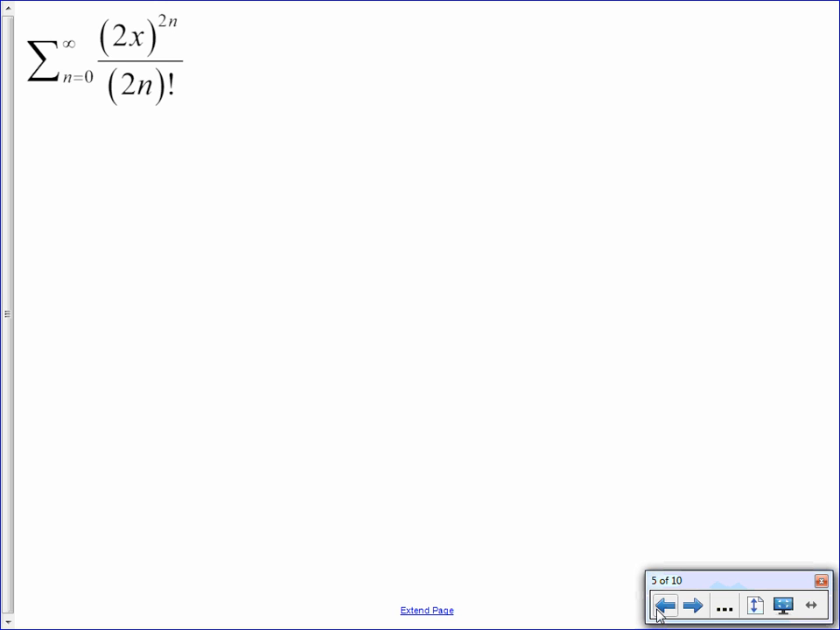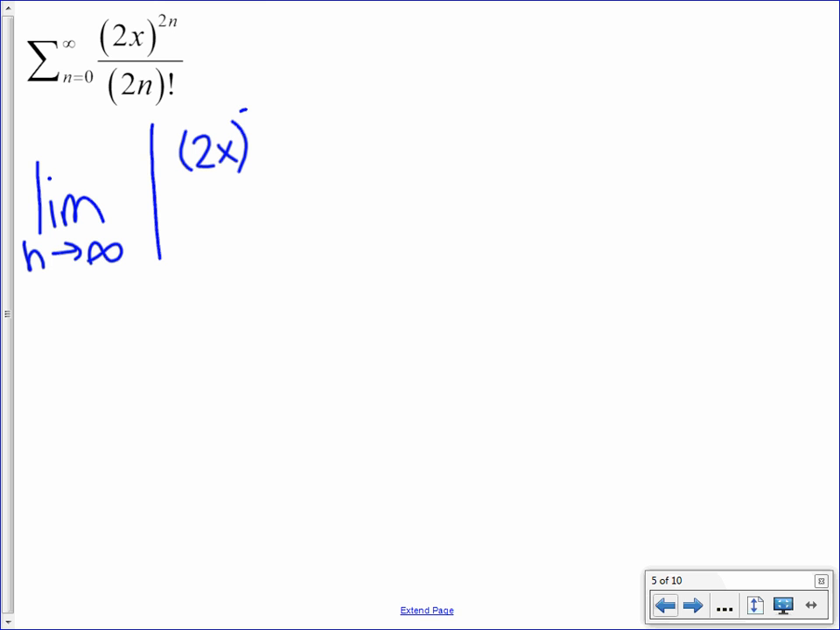All right, so let's look at this one. Okay, so ratio test. We have 2x to the 2n plus 2. Please be careful. When we substitute n plus 1, it gets multiplied by the 2. Over 2n plus 2 factorial.